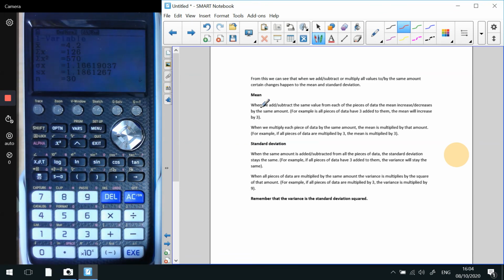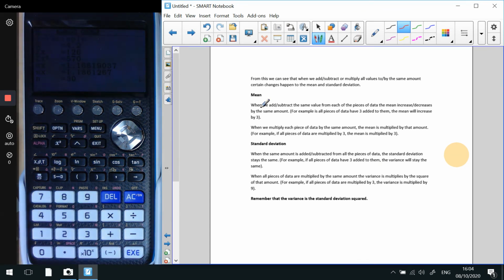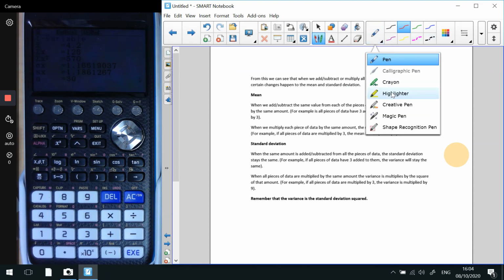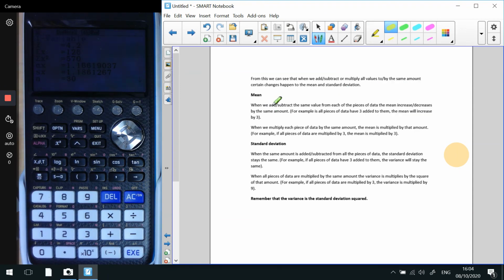So when we add or subtract the same amount to each piece of data, the mean increases or decreases, if we're subtracting, by the same amount. For instance, if we added 3 to each piece of data, the mean would increase by 3. When we multiply each piece of data by the same amount, the mean is multiplied as well by the same amount. So if we times each value by 3, we would have to multiply the mean by 3.